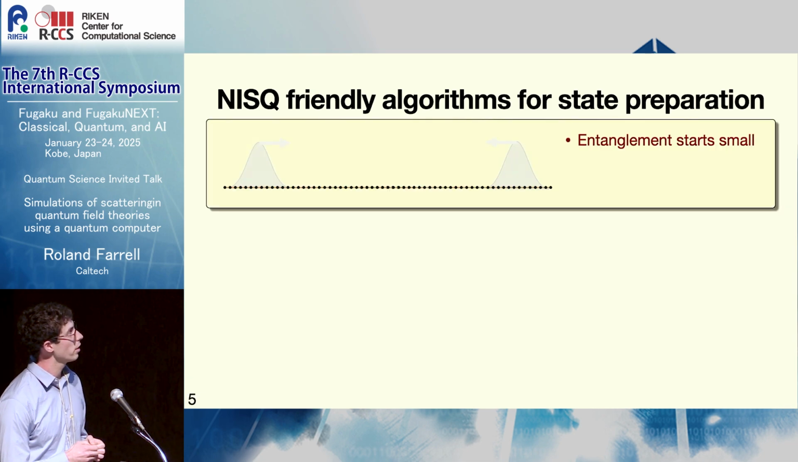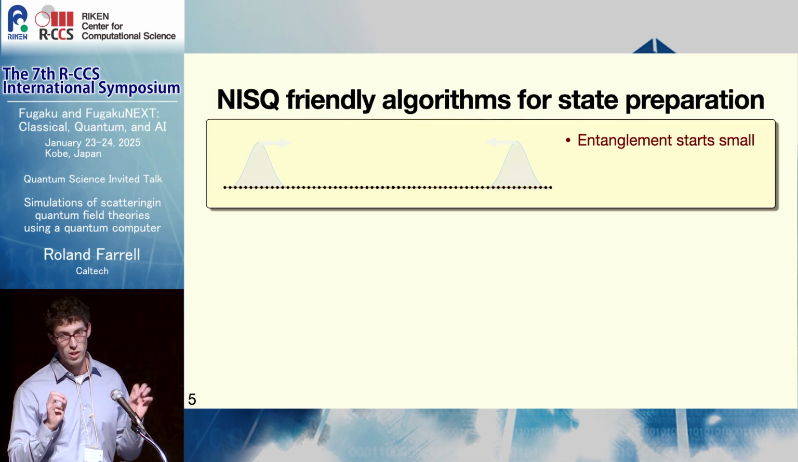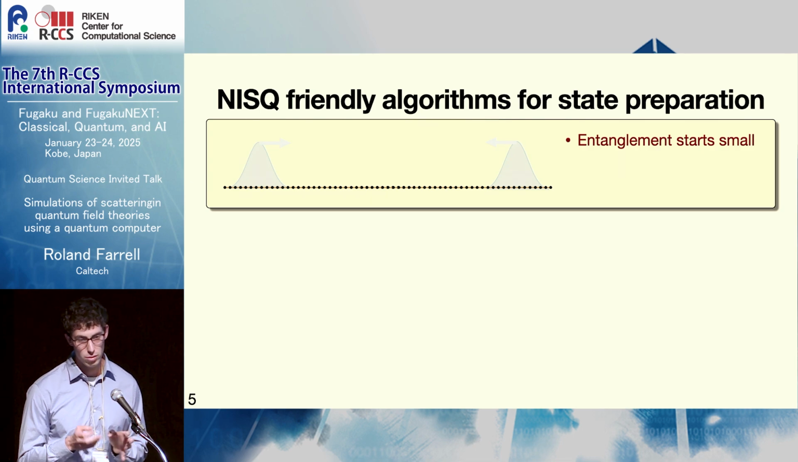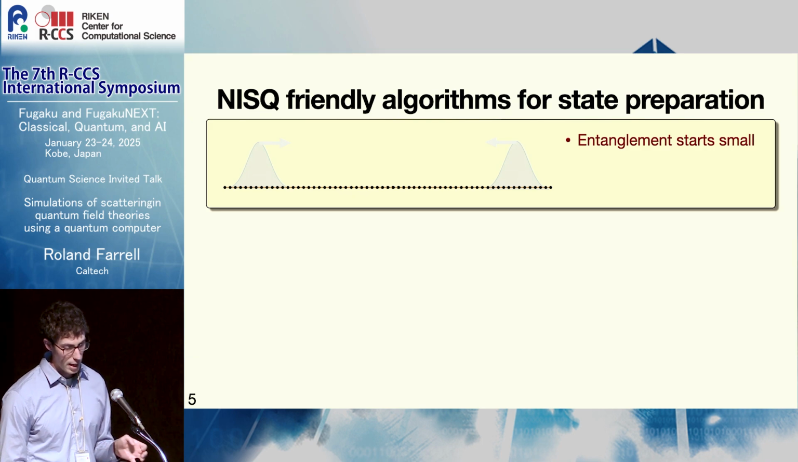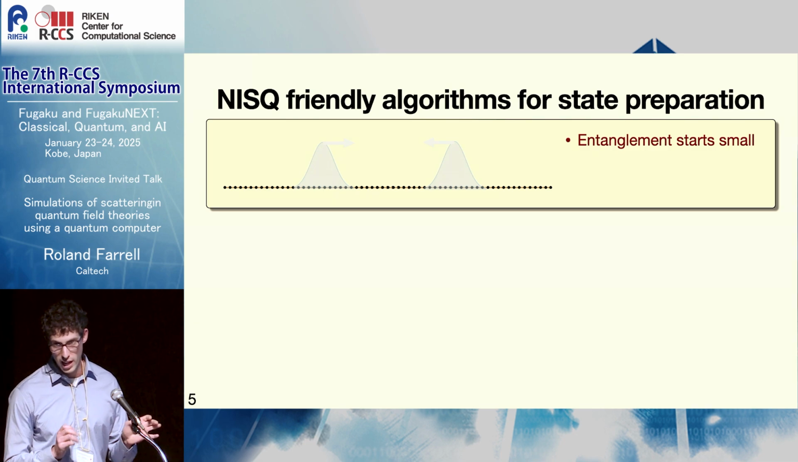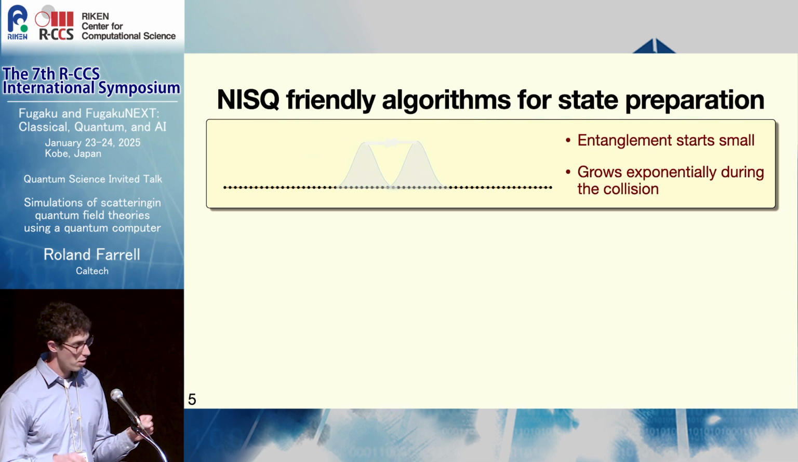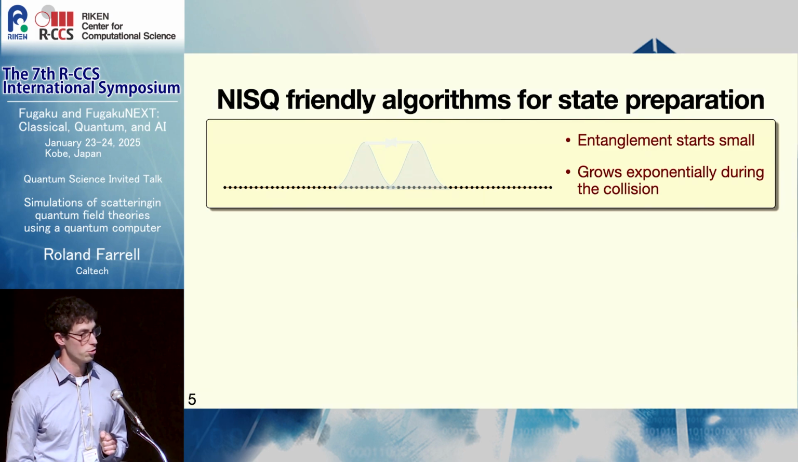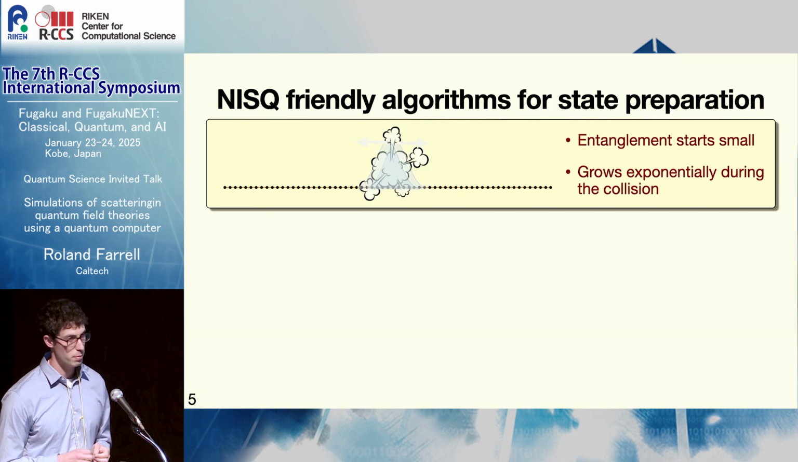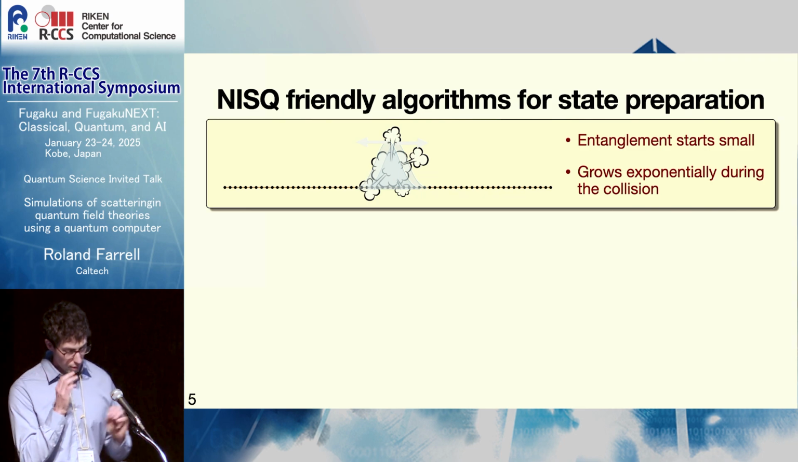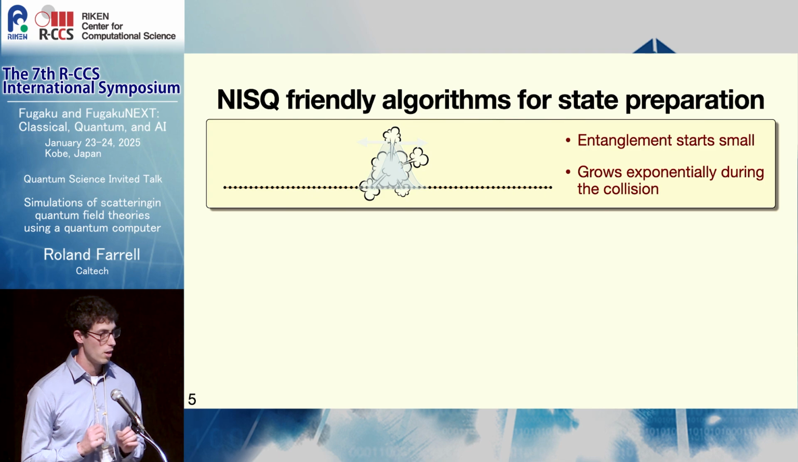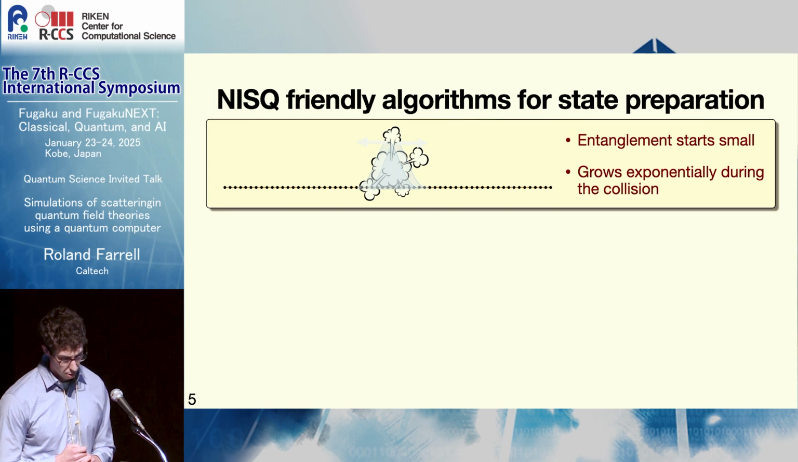So in a scattering simulation, you start with 2 of these wave packets of particles that are far away, and this state actually has quite low entanglement. And then as you evolve it forward in time, these wave packets move closer to each other, the entanglement stays pretty low, and then once they start to overlap and you actually have this collision, your entanglement starts to grow exponentially in time, and if this collision was energetic enough, you would expect to have enough entanglement that really all classical methods would start to break down.